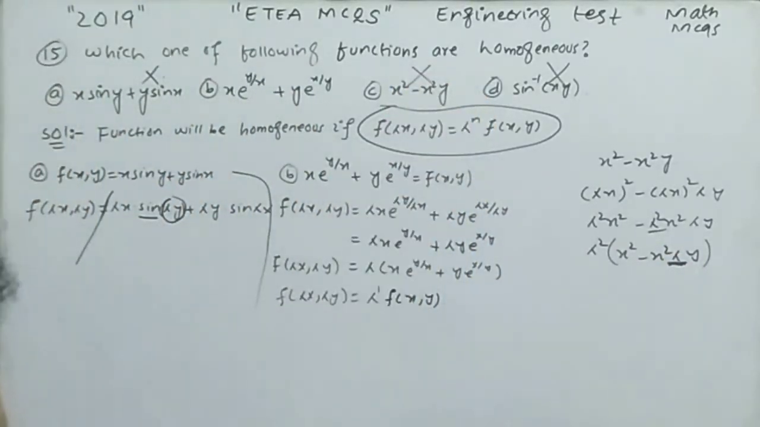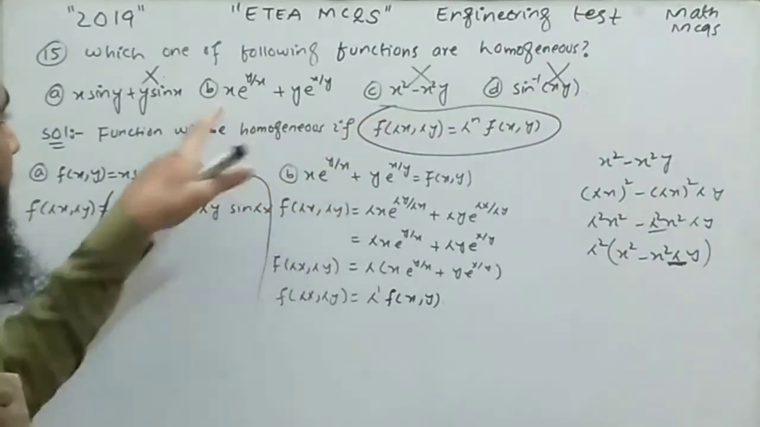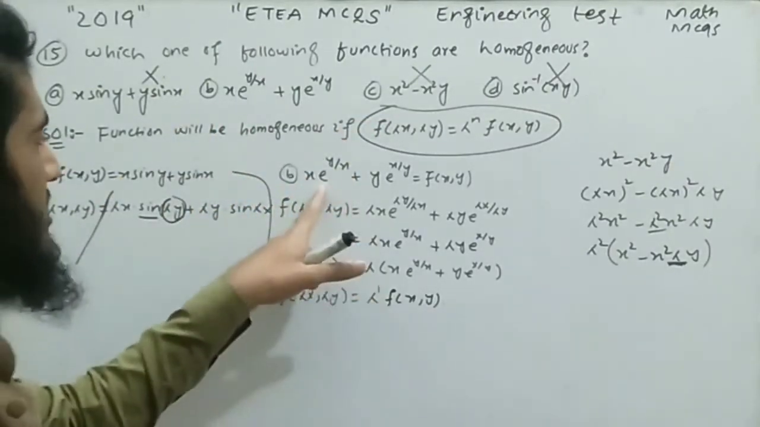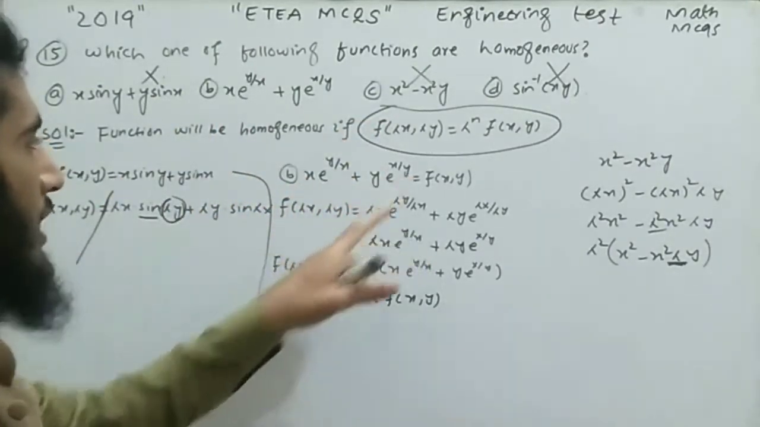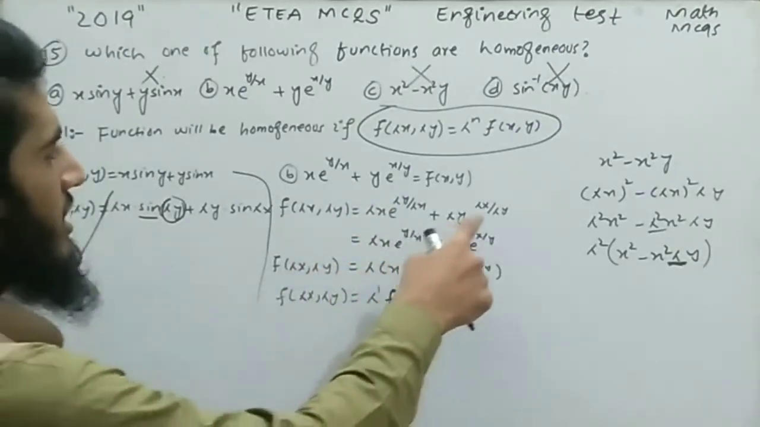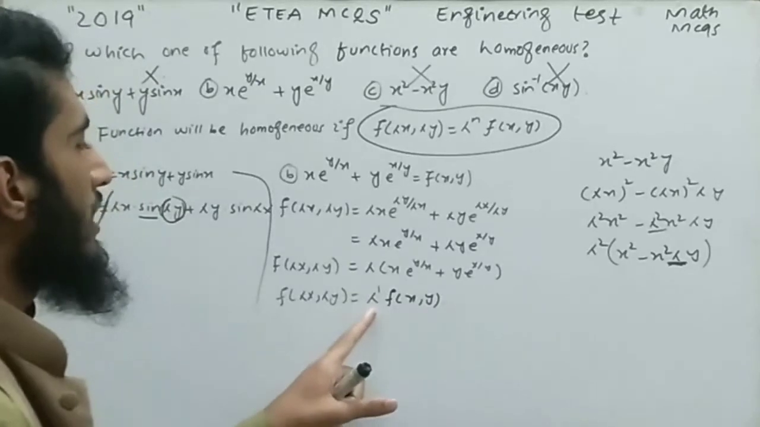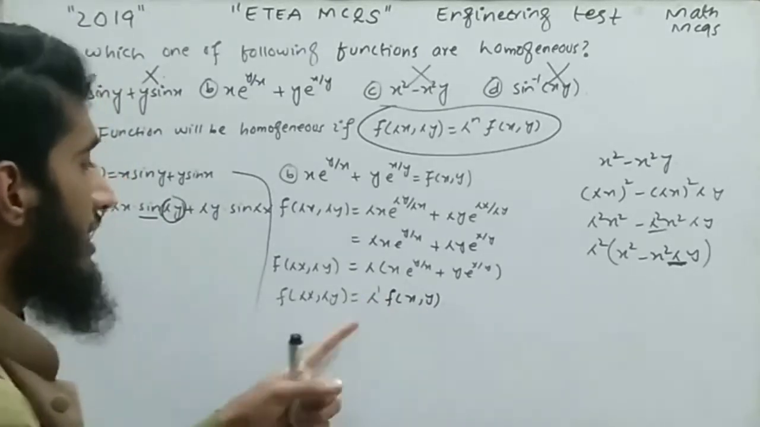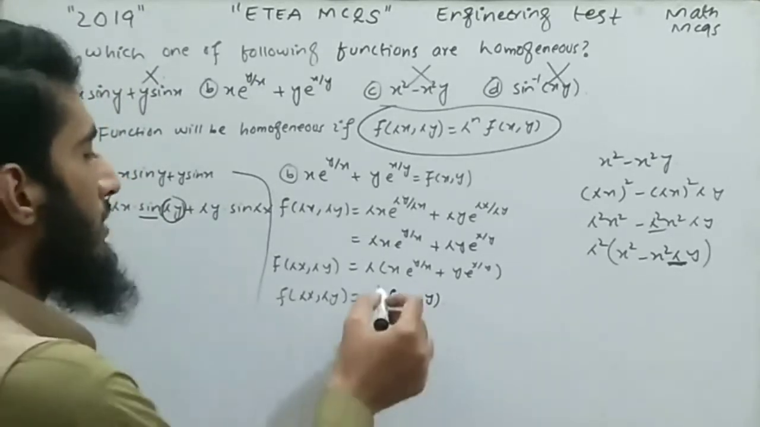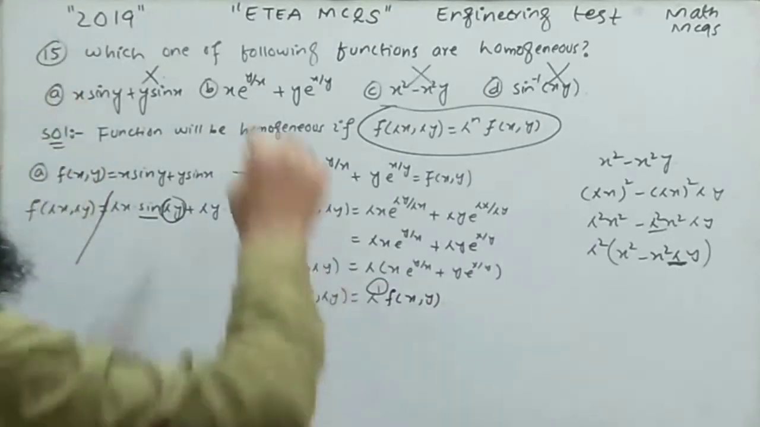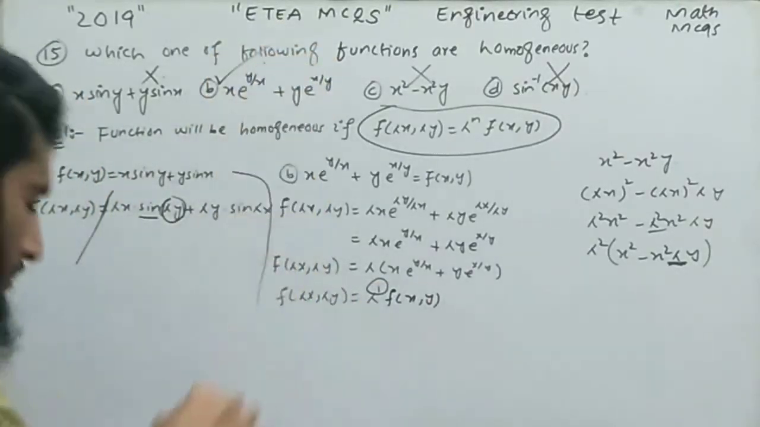The only function which is homogeneous is option number B. Over here we have x e power y by x plus y e power x by y. Replace x with lambda x and y with lambda y. It will give us f of lambda x, lambda y is equal to lambda power 1 f of x y. It means that this function is a homogeneous function of degree 1. So the correct option for MCQ number 15 is option number B.